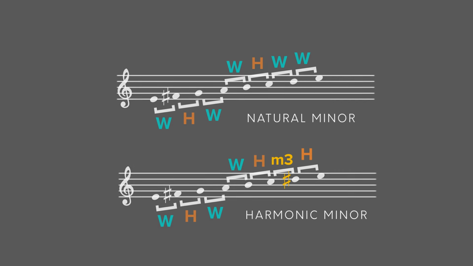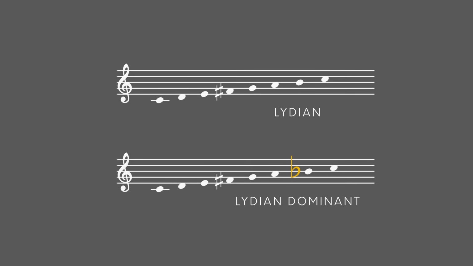A good example of this is the harmonic minor scale, which is a variant of the natural minor scale. It's been given this leading tone right here for the sake of harmony. Or perhaps the Lydian dominant scale, which is an alteration of the Lydian mode. In this variation, the Lydian mode is given a flat 7, which would create a dominant chord within the scale.